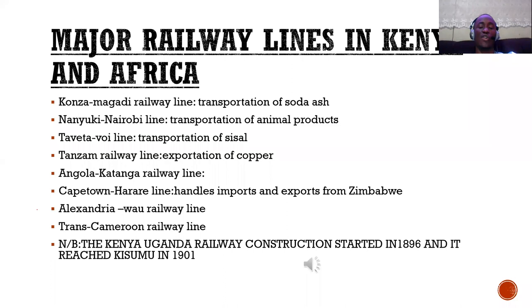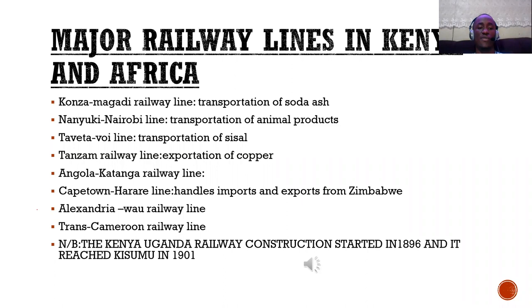Remember Nanyuki is found on the leeward side of Mount Kenya. And on the leeward side of Mount Kenya, the major economic activity which is practiced there is beef farming. Animals are kept in ranches. So during settler farming, in class 5, you learn about settler farming, the type of farming which was done by the European settlers. So these people used to keep animals in ranches.